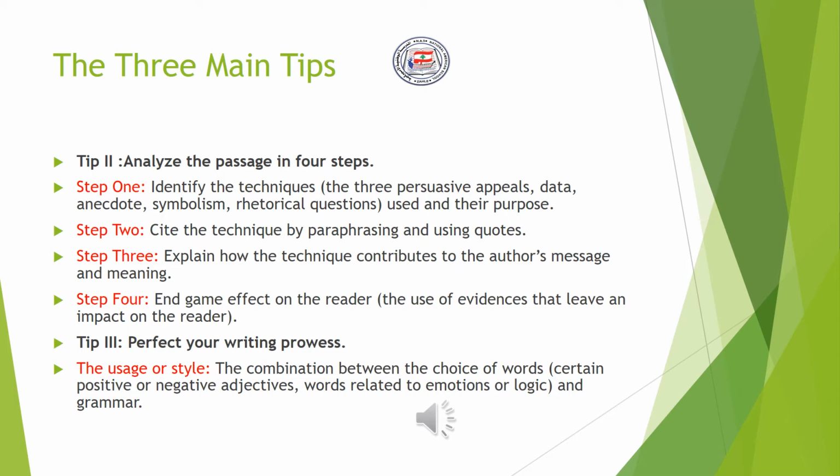Step 2. Cite the technique by paraphrasing and using quotes. Step 3. Explain how the technique contributes to the author's message and meaning. Step 4. Endgame effect on the reader, which means the use of evidences that leave an impact on the reader. Tip 3. Perfect your writing prowess. The usage or style, which means the combination between choice of words, such as positive or negative adjectives, words related to emotions or to logic, and grammar.